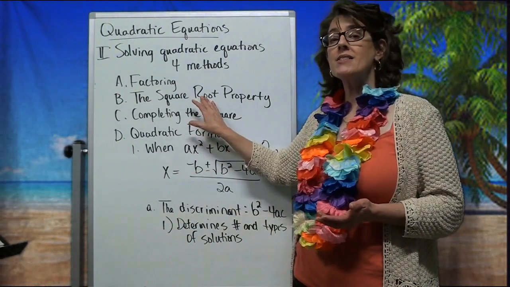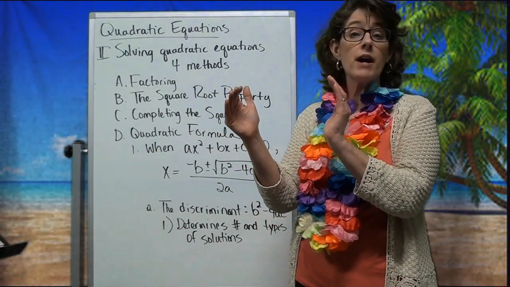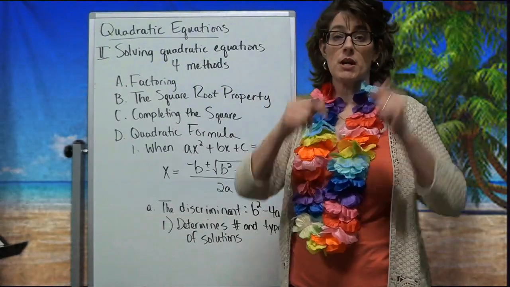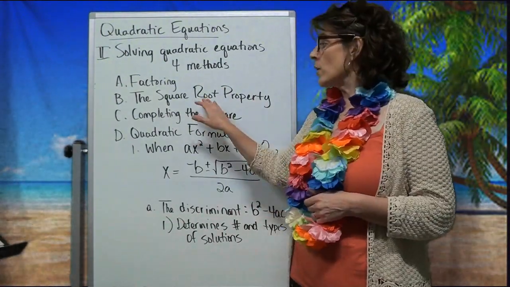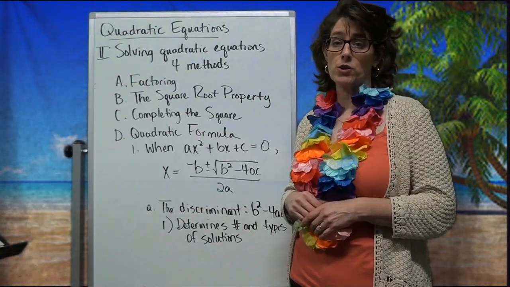The square root property says if I have a quantity squared and I do not have a first power term, all I gotta do is take the square root of both sides. Bam, I'm done. So square root property is a quick and easy way to go about it if you do not have a first power term.